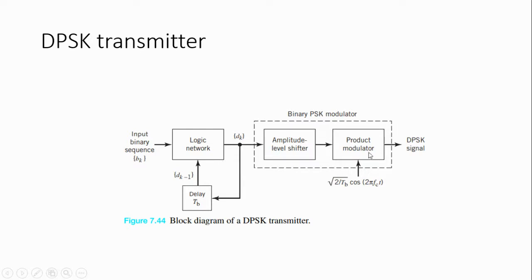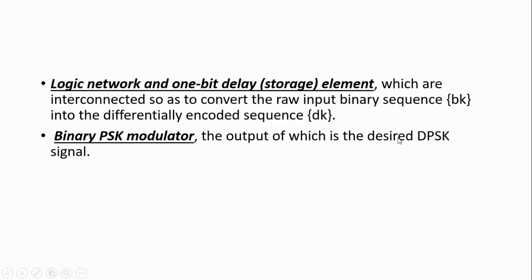Then this is the actual basic binary PSK signal. If 0 is transmitted, the phase shift is minus 180 degrees. If 1 is transmitted, the phase shift is 0 degrees. The logic network and 1-bit delay network are interconnected to convert the input binary sequence pk into the differentially encoded sequence dk, and the binary PSK modulator. The output is taken from the binary PSK modulator, which produces the desired differential phase shift keying.